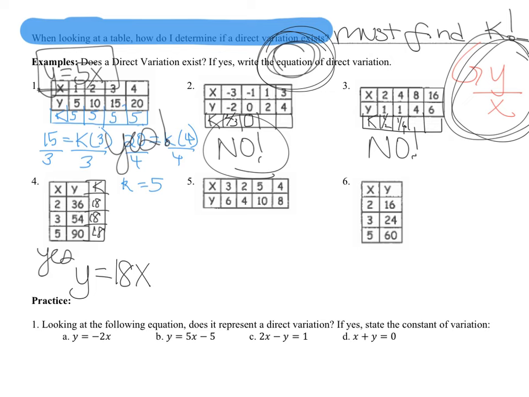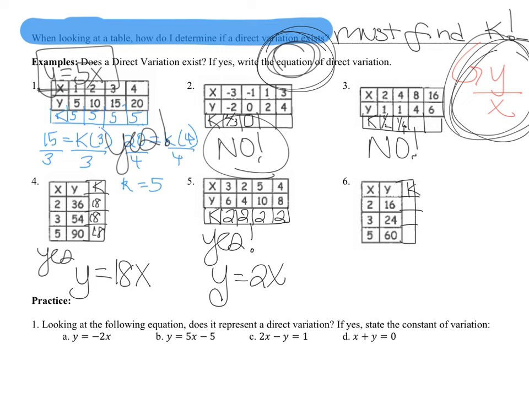Okay? So go ahead and pause this video and try 5 and 6 on your own, and then unpause it so we can go over it. So I'm going to add my row. 6 divided by 3 is 2, 4 divided by 2 is 2, 10 divided by 5 is 2, 8 divided by 4 is 2. Does a direct variation exist? Yes. Y equals 2x.